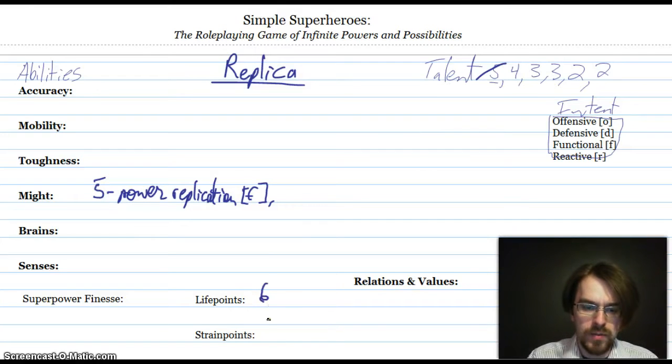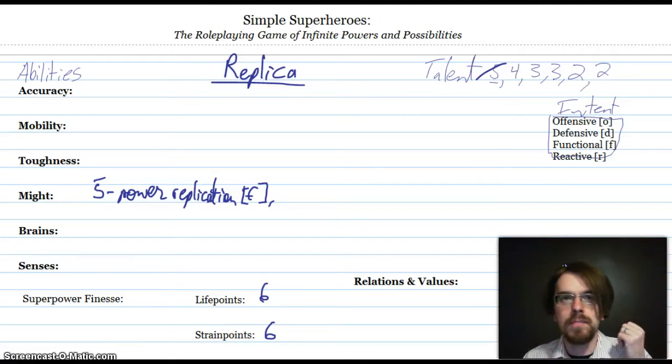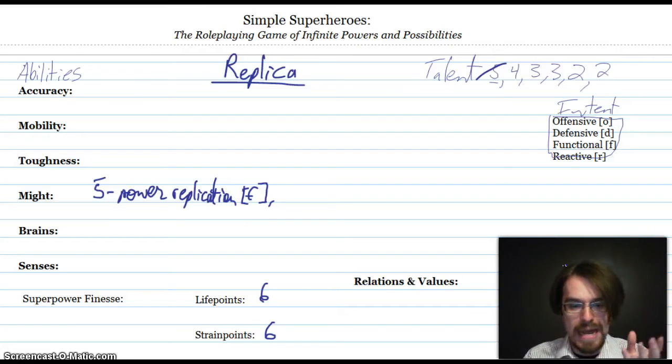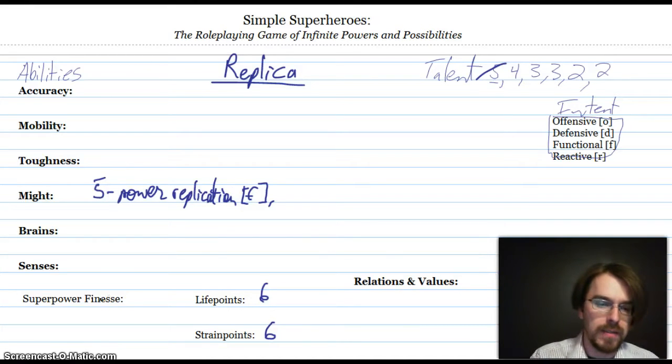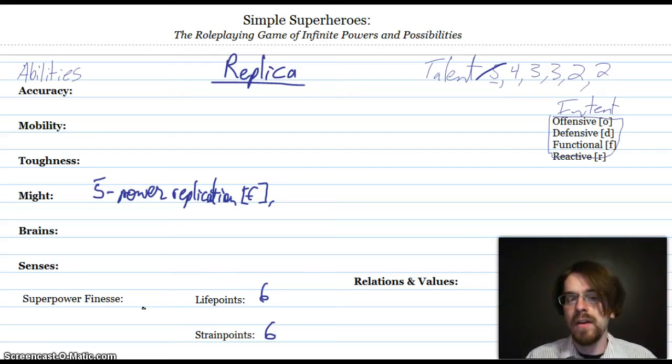So, everybody normally starts with 6 life points and 6 strain points. And strain points are about your will to fight. It's something you can spend to gain extra dice, to push your talents and powers beyond what you normally could. It's a way of measuring energy, where life points is more about vitality and your health. And the other concept that's important here is superpower finesse. So superpower finesse is about how many talents you have that are in a related power.